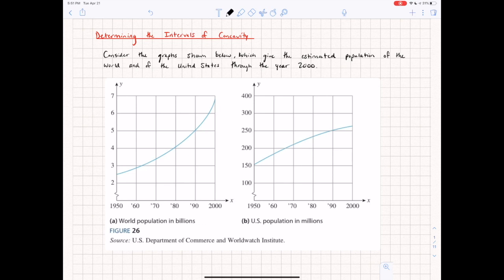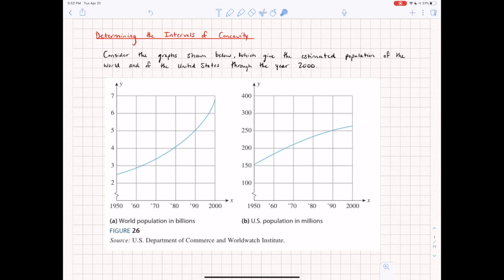We're going to define this more mathematically here, and then using calculus, we can go through and determine the intervals of concavity for a function. So consider the graphs shown below, which give the estimated population of the world and of the United States through the year 2000. All right, so we're going 1950 to 2000. A here in the first graph will have the world population in billions versus the US population in millions in comparison here along the same time frame.